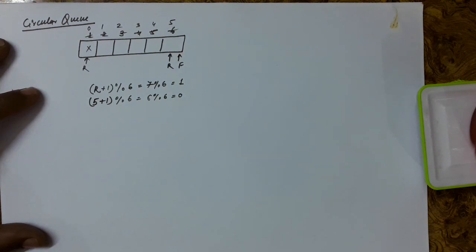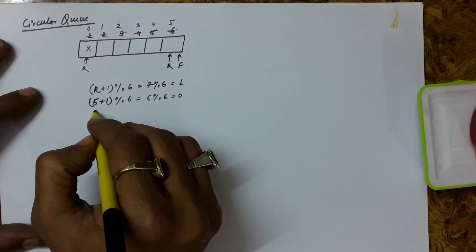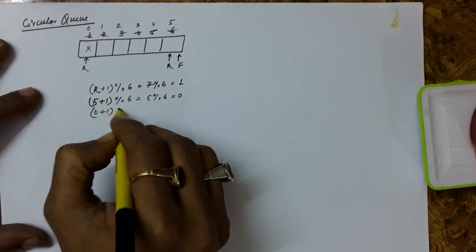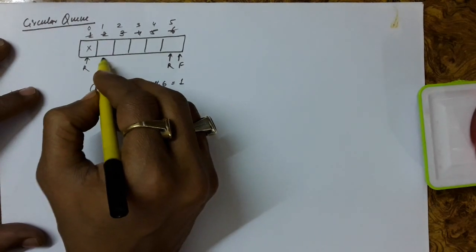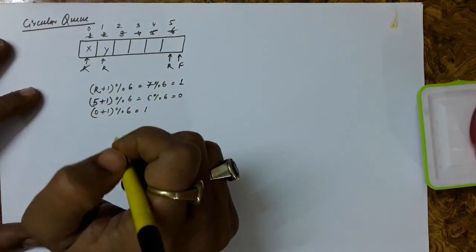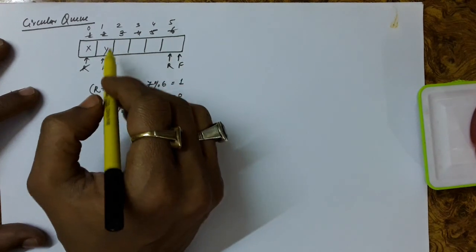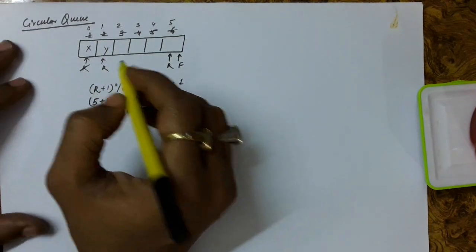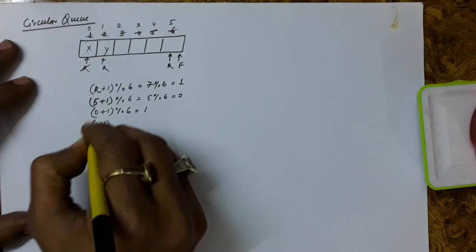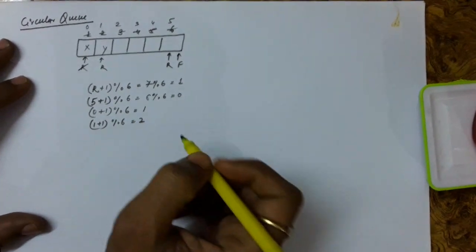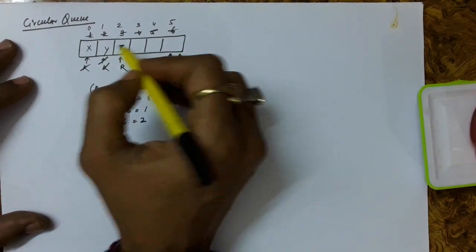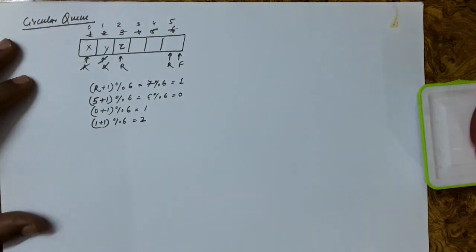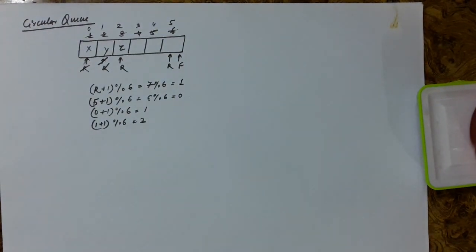Next time, again, let's say you have to insert an element. So rear is updated by 1. Rear is at 0, plus 1 mod 6, which is 1 mod 6, giving you 1. So you can insert an item here. Again, you have to insert an element. So it is updated by 1: 1 plus 1 mod 6 gives us 2. So you can insert an item z here at position 2. This way you can see that whenever you have to insert an item, rear is updated by 1 by the formula rear plus 1 mod size.